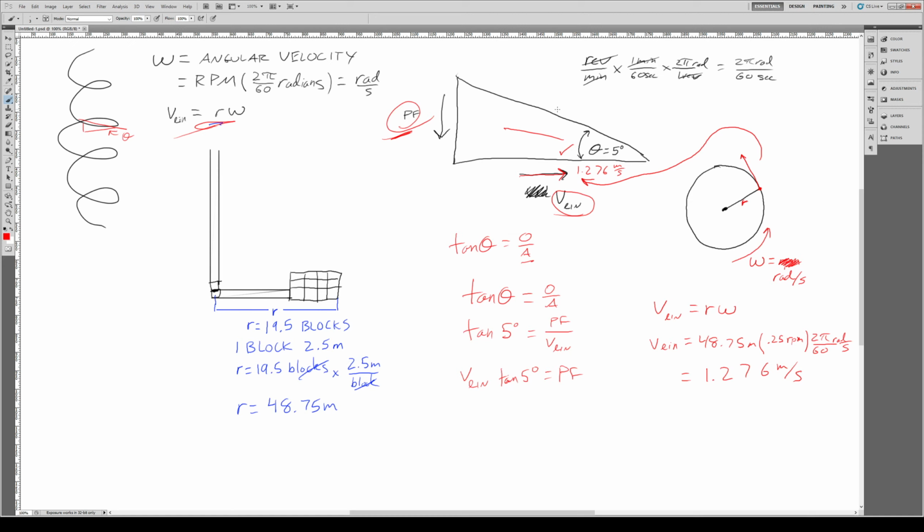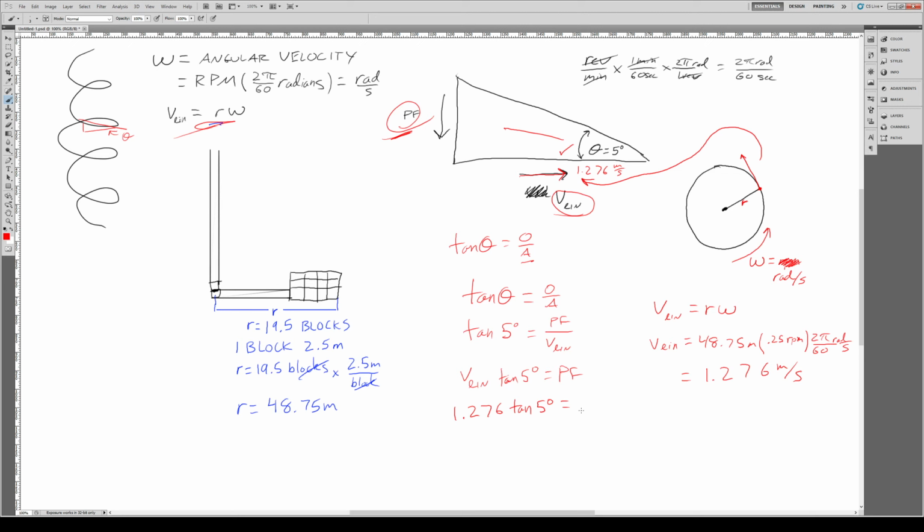So now we can take this and we can pop it in here for V linear. So 1.276 over tangent 5 degrees. Now we can do this, tangent in the calculator, 5.